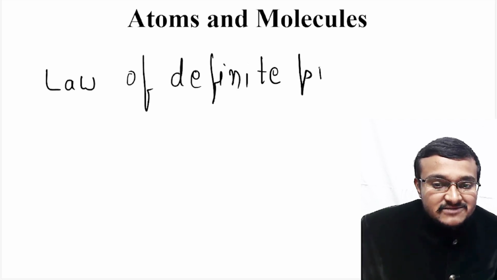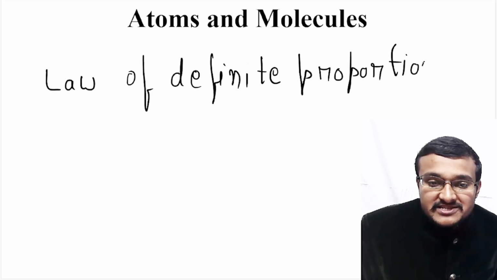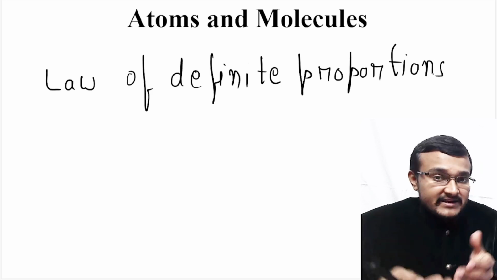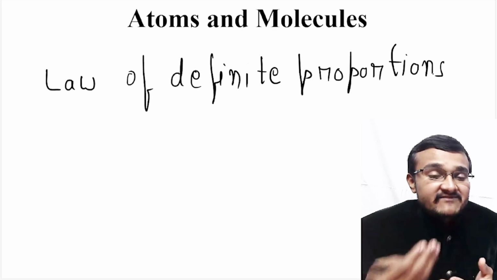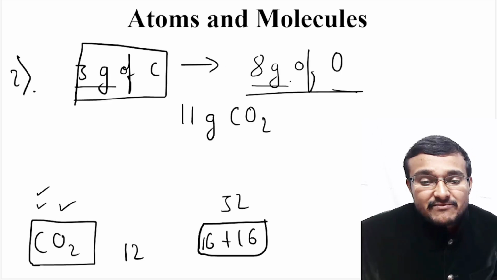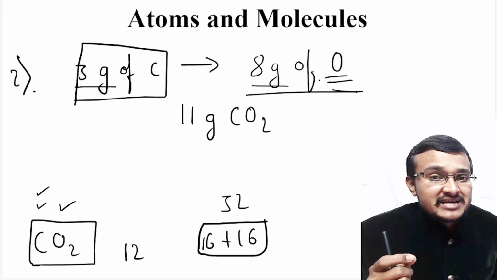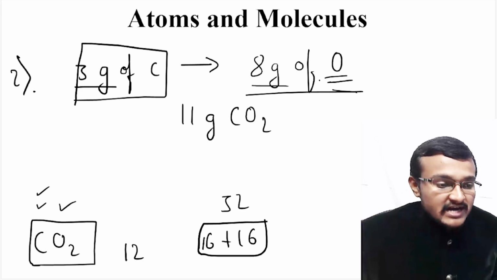So now I have explained in brief what the law of definite proportions is. If you want a detailed explanation of the law of definite proportions, then refer to my previous videos where I have explained different concepts in this particular chapter. 3 gram of carbon is actually reacting with 8 gram of oxygen. So only when this particular ratio is maintained, there will be formation of carbon dioxide.